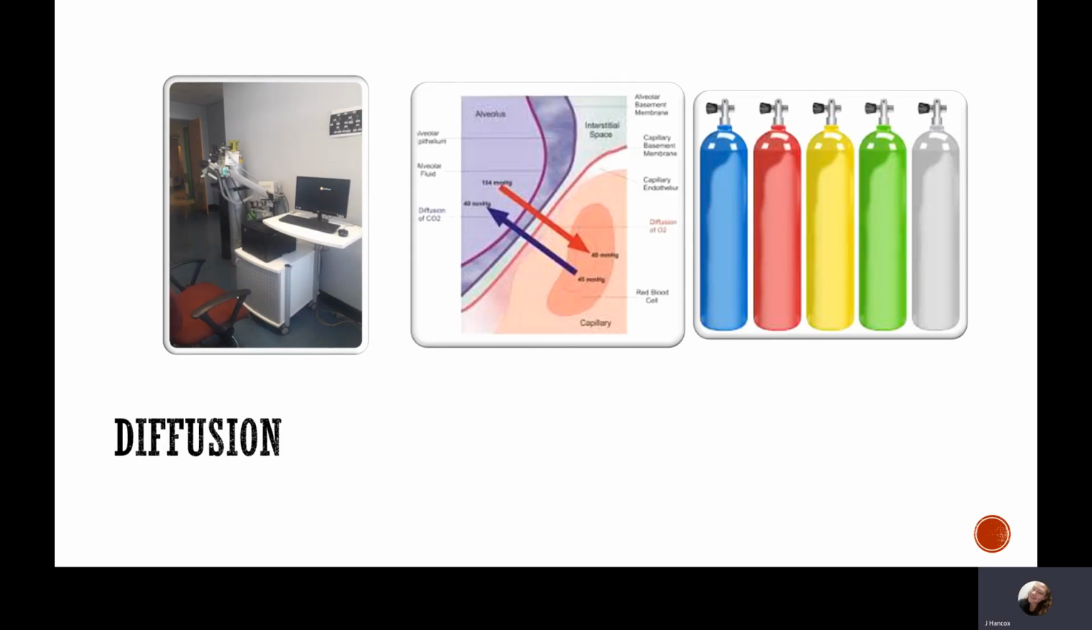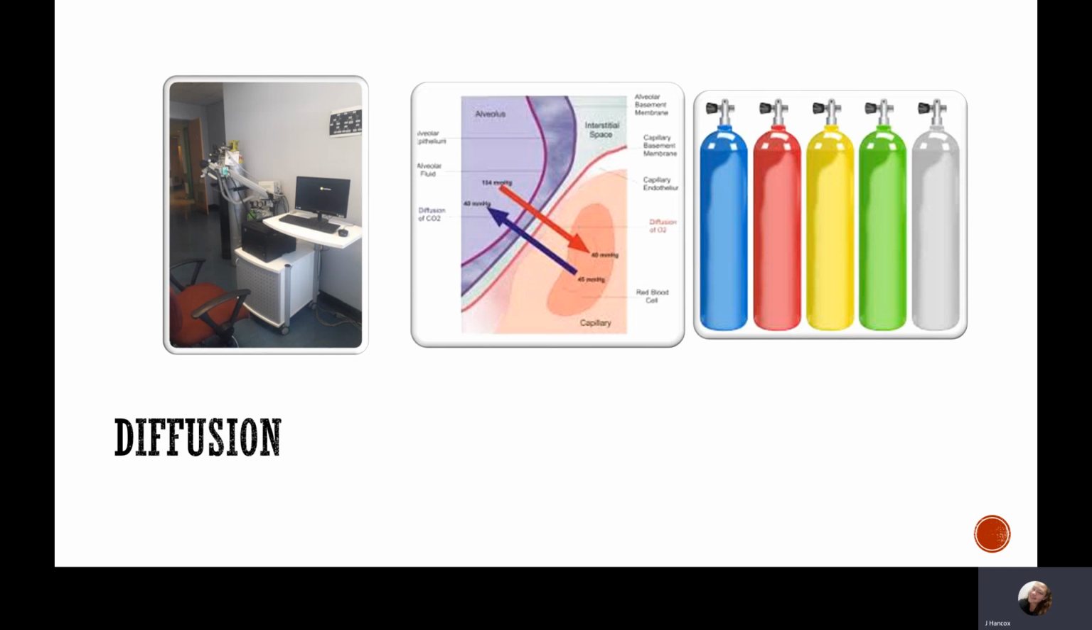Now we move on to diffusion. Diffusion uses gases, or carbon monoxide generally, to check that there is appropriate gas exchange in the lungs between oxygen and carbon dioxide. So it assesses how well your lungs undergo gas exchange, basically.